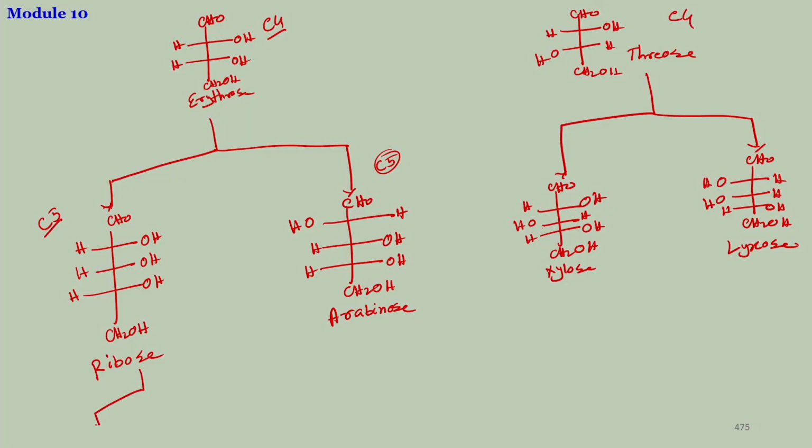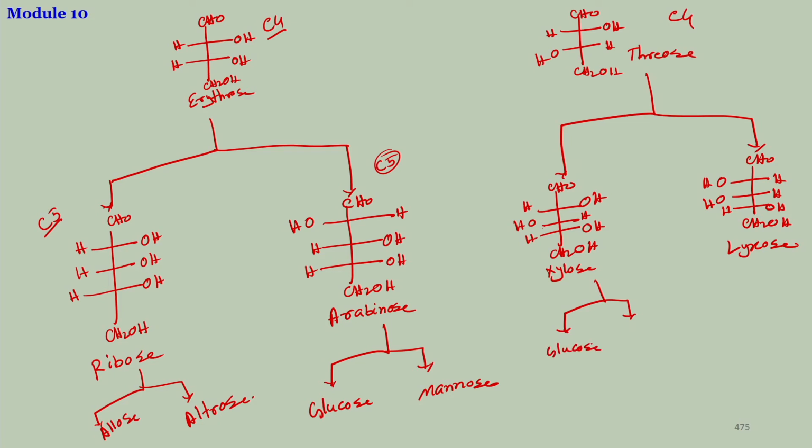Similarly, if you move up, I am not drawing them. You will have altrose and allose, that is the 6 membered ring with the 6 carbon, and from arabinose that I will draw in the next page, what you will have is, because these are the most well known one, glucose and mannose. From xylose, you can have again glucose also and idose. From lyxose, you will have galactose and talose. Those are for the six carbons.